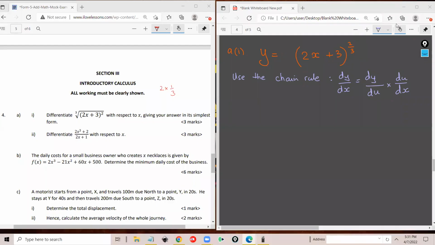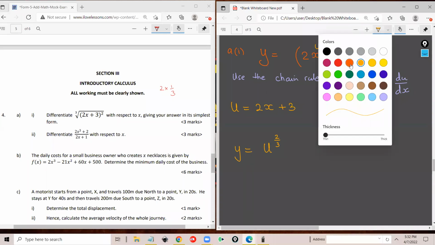So what we have to do is replace the item in brackets with the letter u. So letter u, let it represent 2x plus 3. So that means, if we get some space here, throw away the item in the brackets and replace it with the letter u, and we have it to the power 2/3. So we have two expressions, one with u and x and one with y and u. So let's just differentiate each expression here and see what we get.